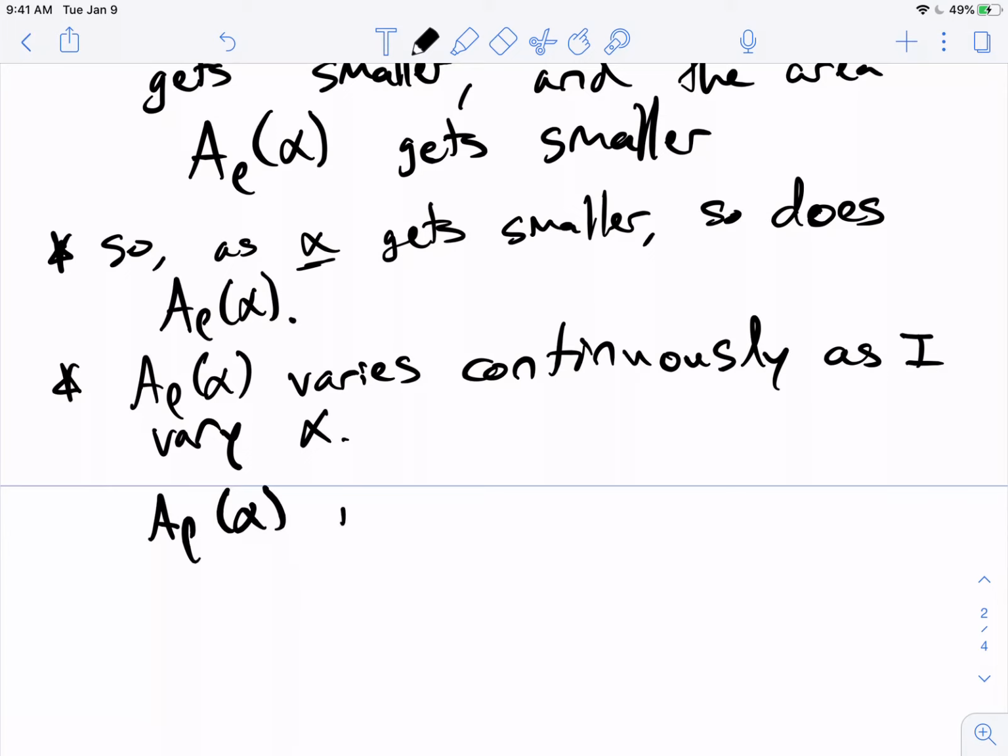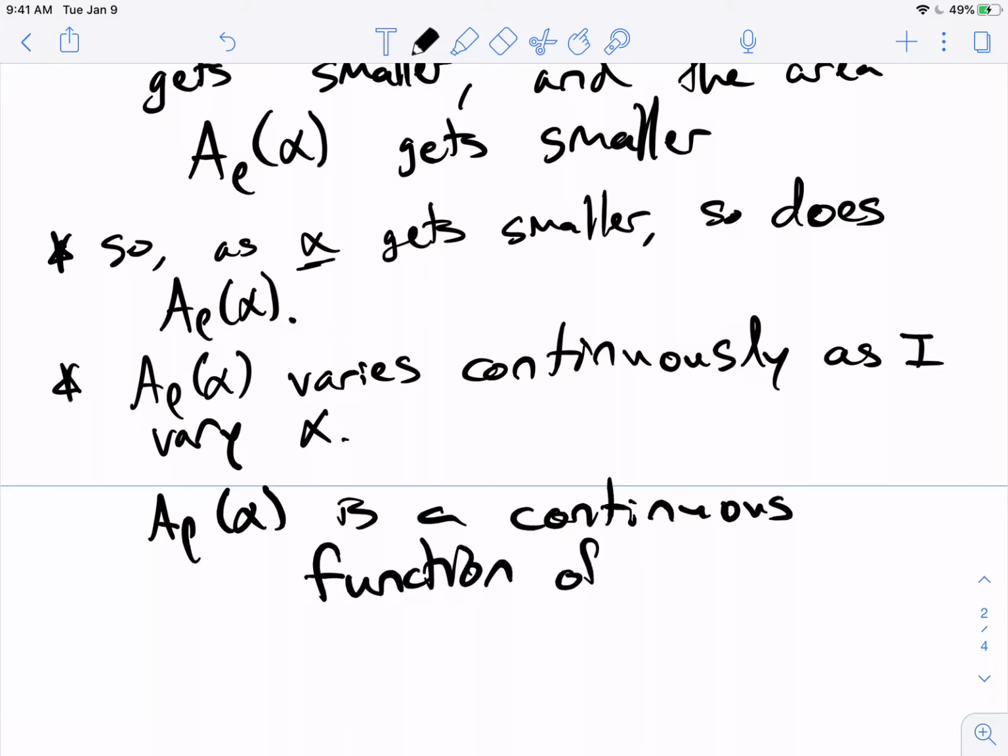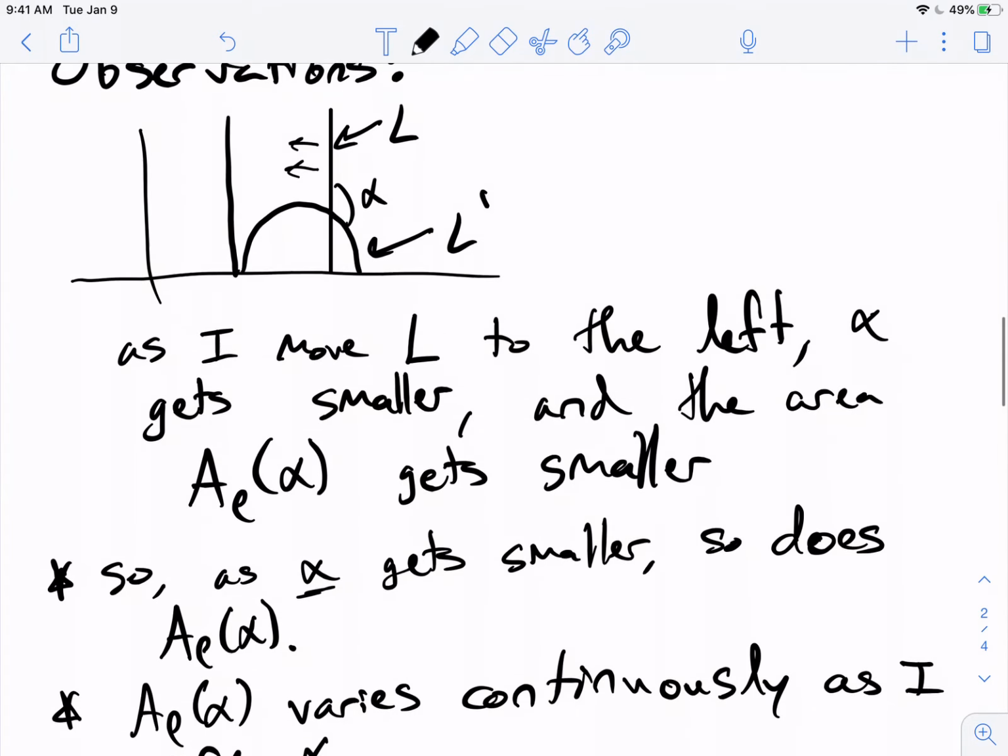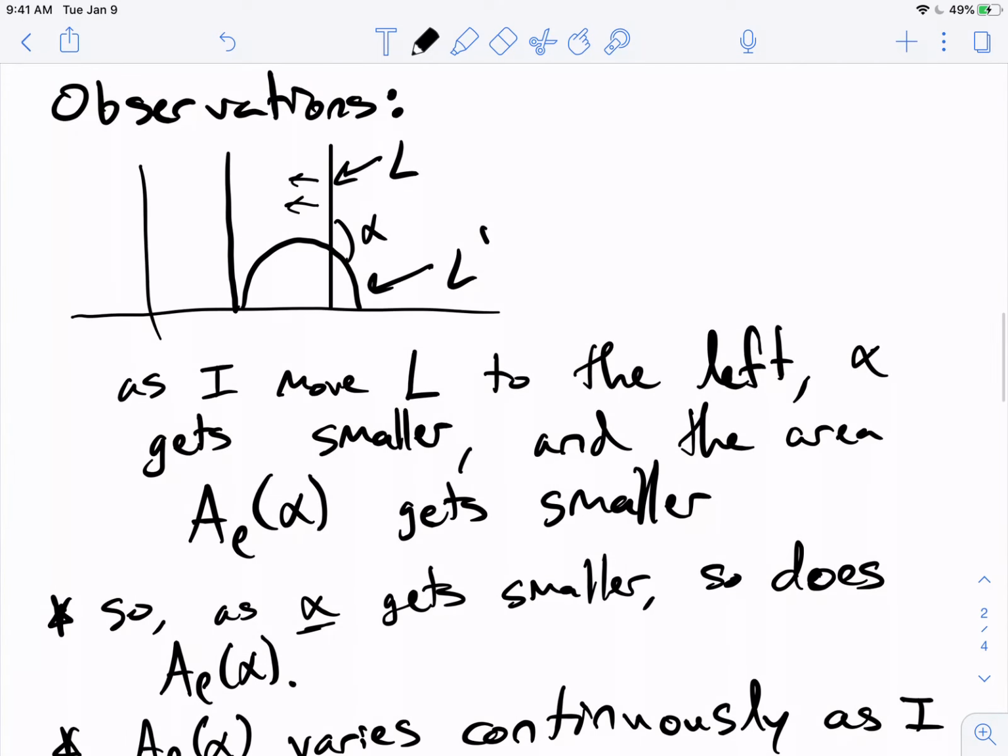So this is a continuous function. That's another way to say it. It's a continuous function of alpha. We can actually figure out some values already for this function.